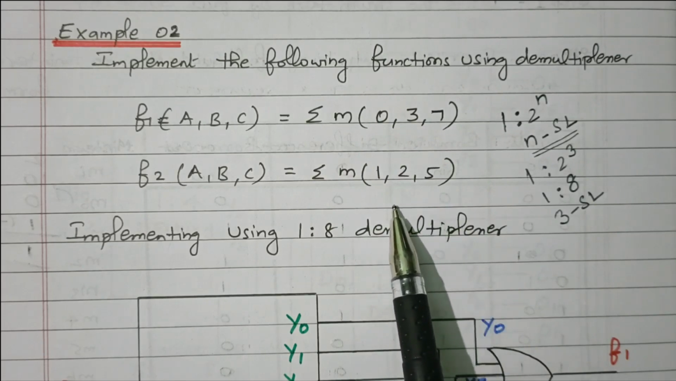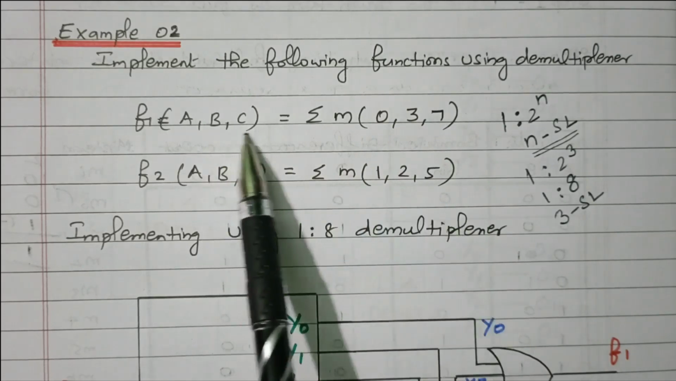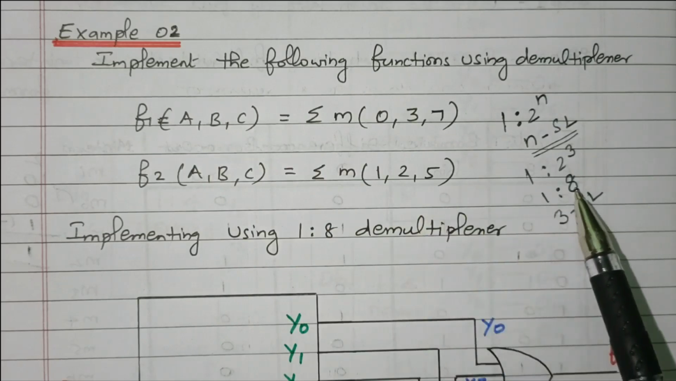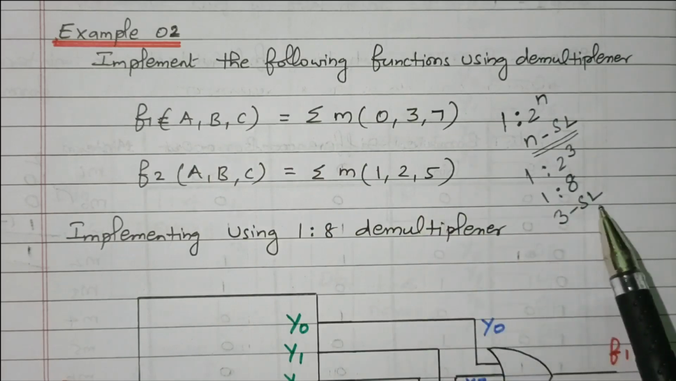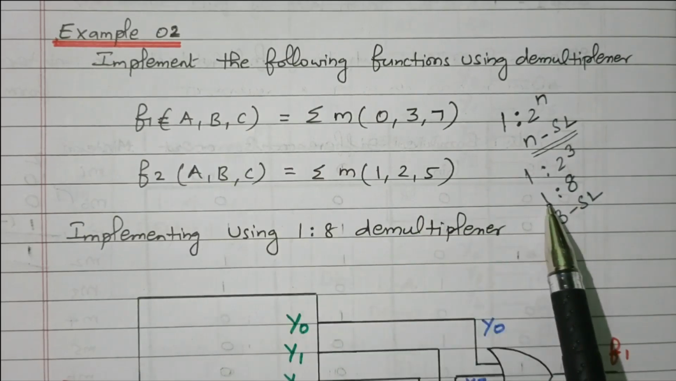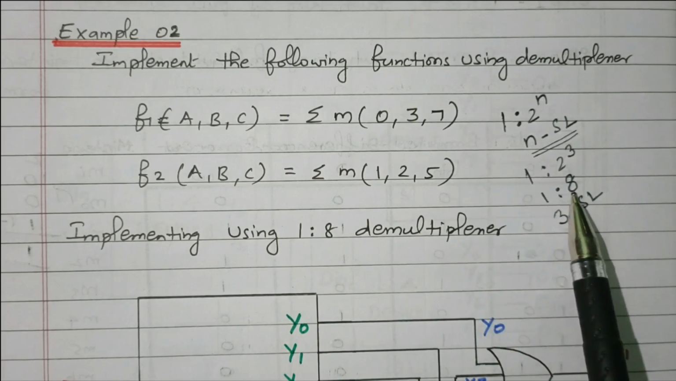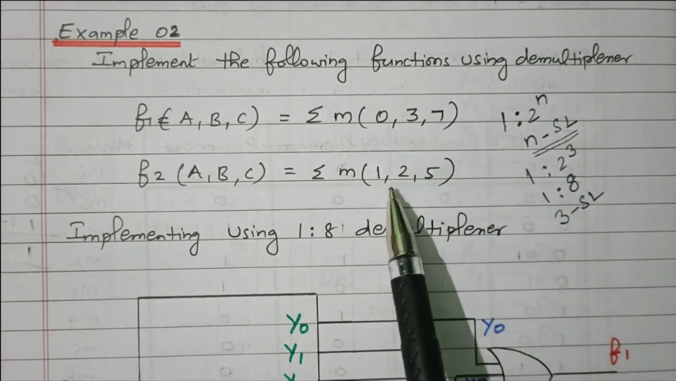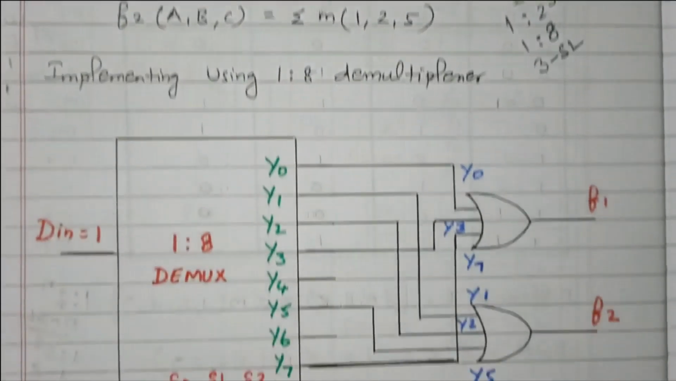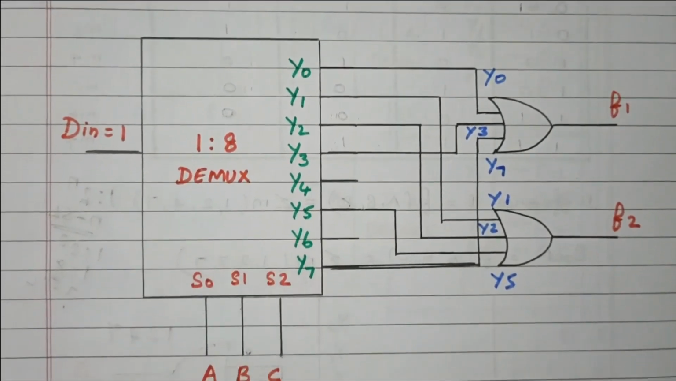So now we'll see the logic diagram. So we have the logical expression. Based on that, we decided a 1:8 demultiplexer is needed with 3 selection lines. The 3 selection lines are A, B, C. Input is logical 1. 8 different outputs are available. In that, we need to connect the corresponding outputs. Right, now we'll go to the logical diagram.